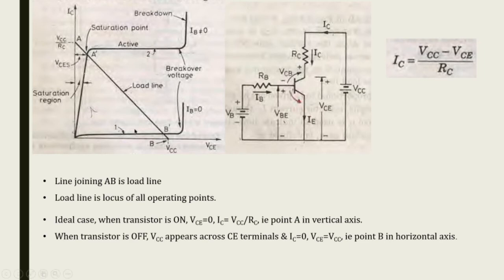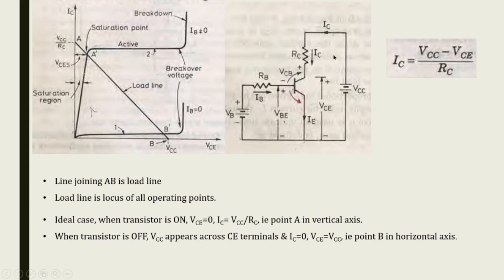The line joining A and B is called the load line, and the load line is the locus of all the operating points. From A to A dash, it acts in the saturation region, from A dash to B dash, it acts in the active region, and from B dash to B, it acts in the cutoff region. So the load line is the locus of all the operating points.